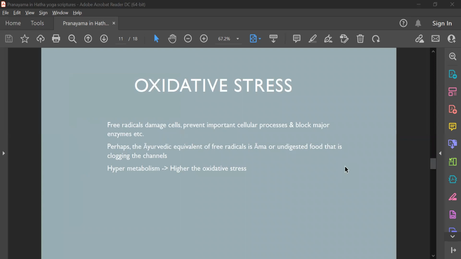So before proceeding, let's talk about oxidative stress for a while. The free radicals that actually are responsible for the oxidative stress, what they do in the body is they damage the cell. And how do they end up doing that? It is because they prevent the normal and important functions that are supposed to happen, cellular processes. So they prevent that, and they also block major enzymes and their functions from happening.